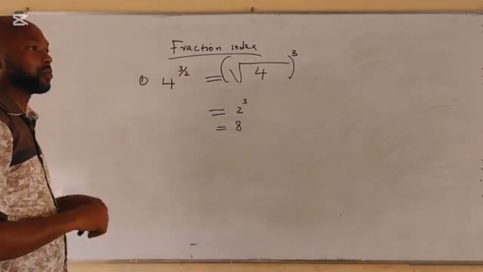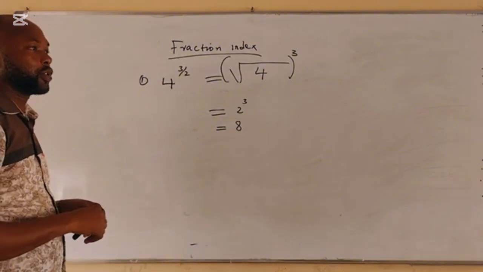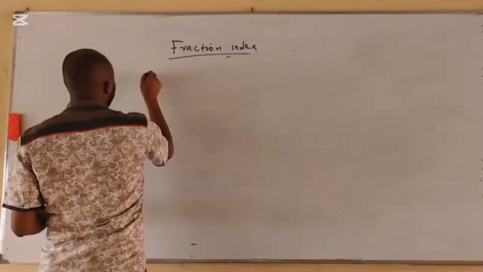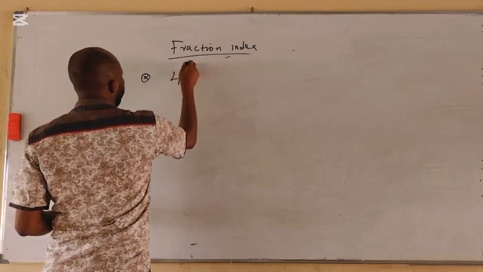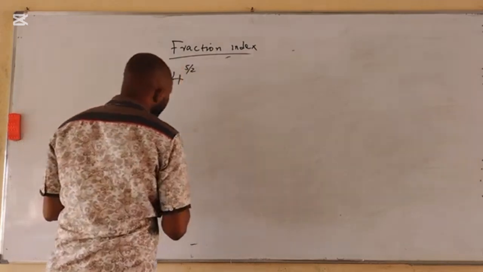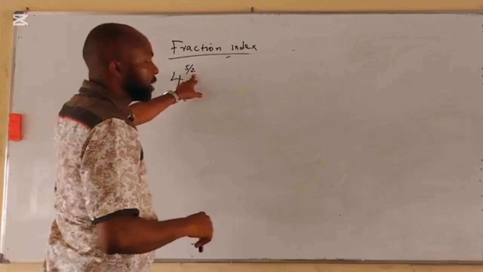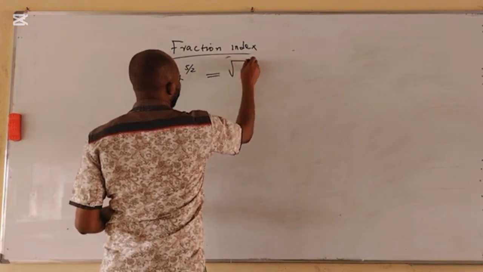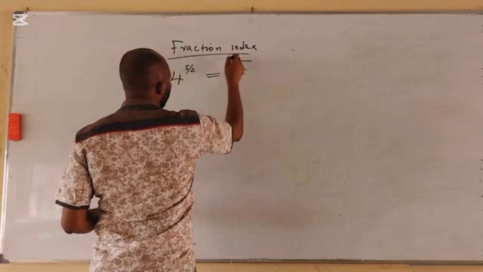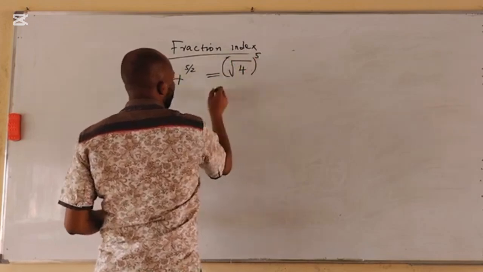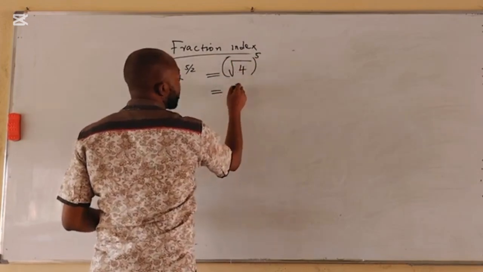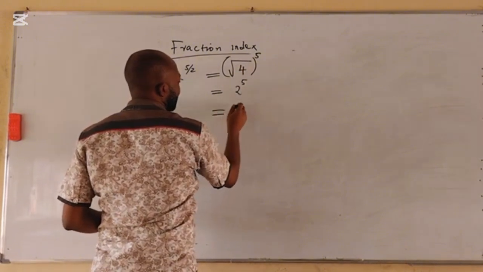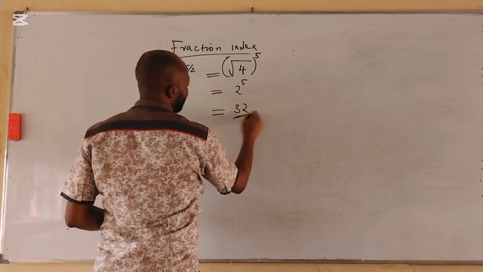So this is the first step. Let's look at the second question. 4 raised to the power 5 over 2. Remember, what is down here is our root. So the root is square root. So this is the square root of 4 raised to the power of 5. The square root of 4 is 2, raised to the power of 5. 2 raised to the power of 5 is 32, if I'm not mistaken.